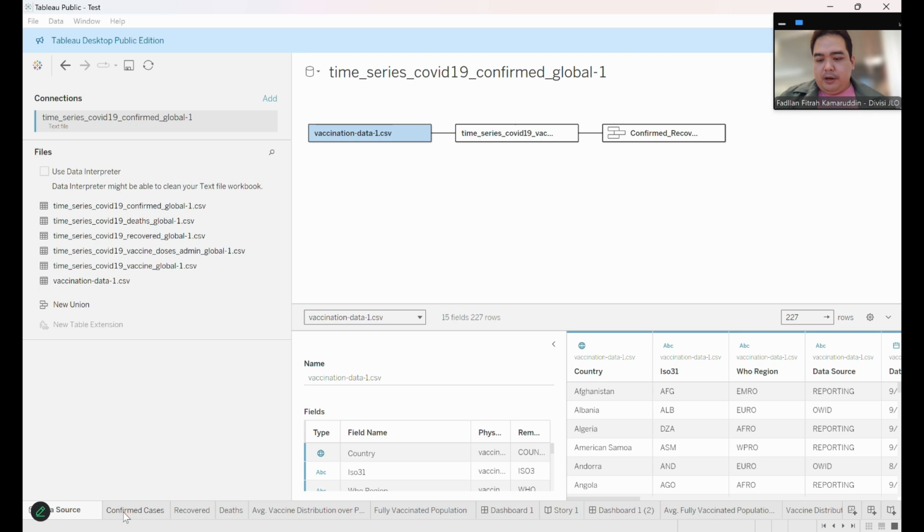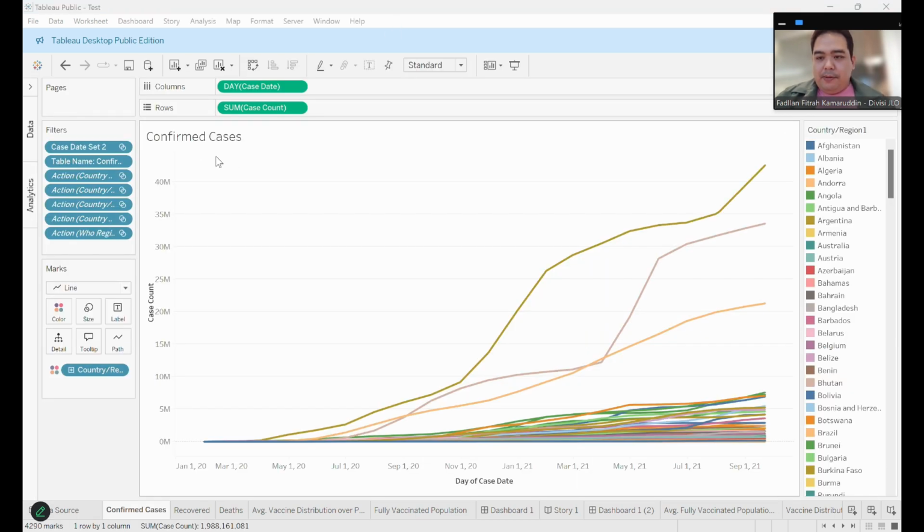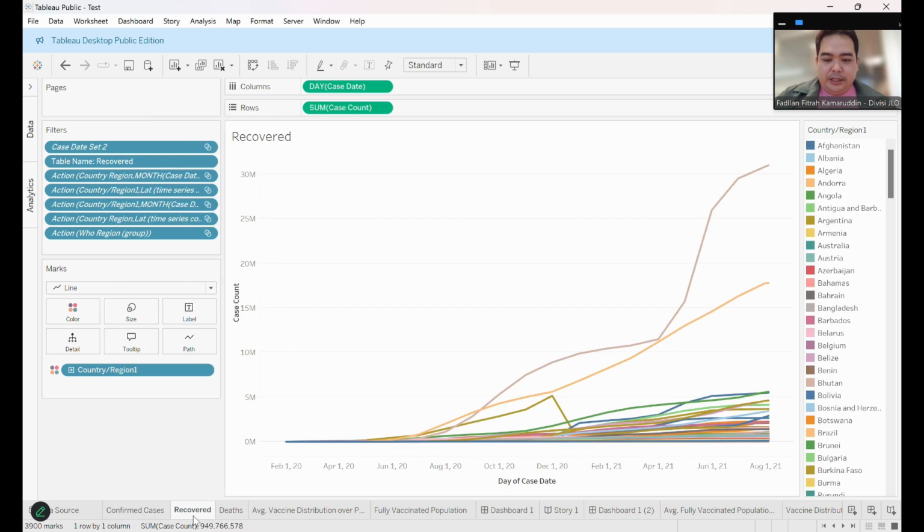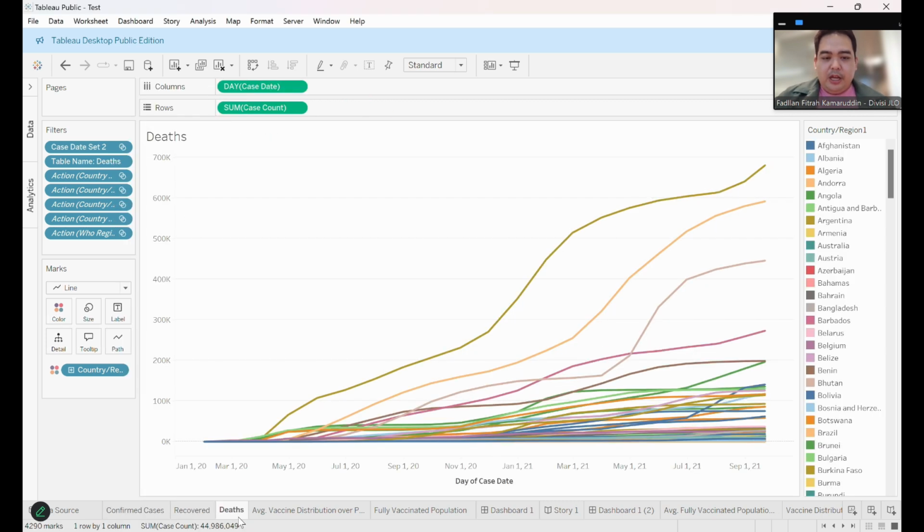So first we're making the confirmed cases. Okay, here are our confirmed cases. Then we go to the recovered sheets, and this is our death sheets. So we cover also the lines for every country.